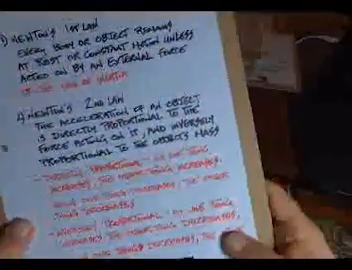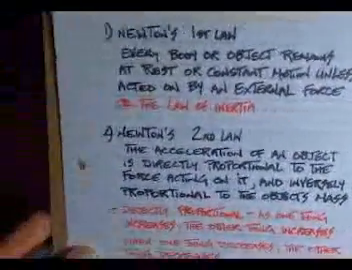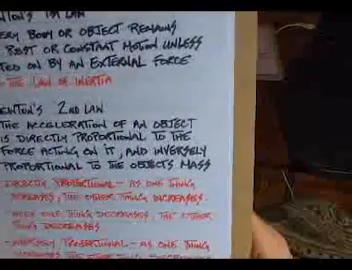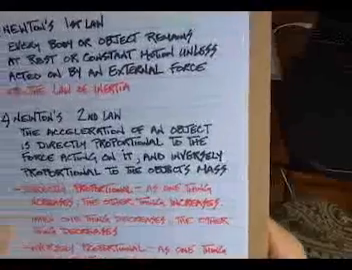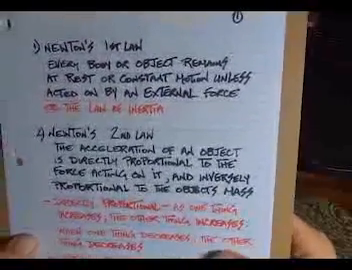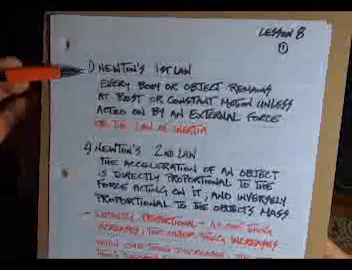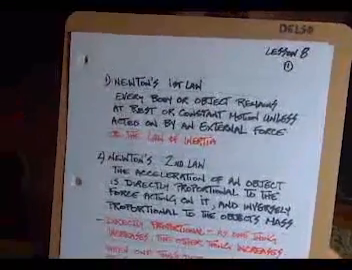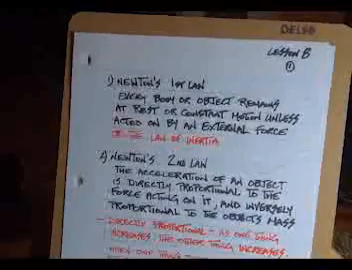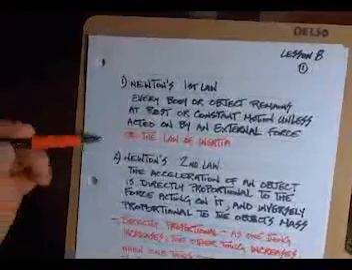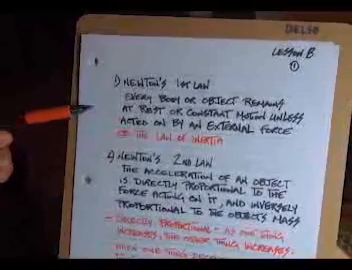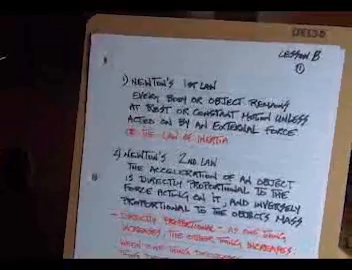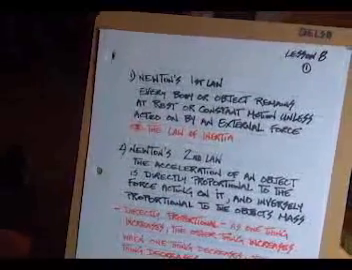Last section, Newton's laws. He's got 3 laws. His first law, every body or object remains at rest or constant motion unless it's acted on by an external force. This is the law of inertia. Everything on Earth is acted on by gravity, so there is a force. The 2 big forces are that and then friction. That's 2 of the big forces on Earth.